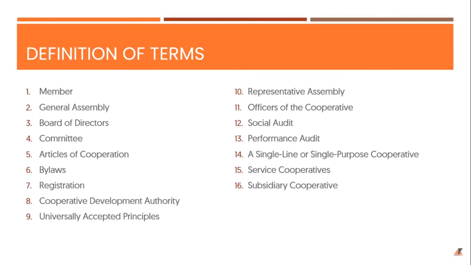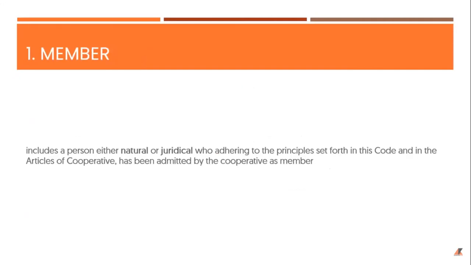And next, we will move on to the different definition of terms or different terms that are important in learning the Cooperative Code of the Philippines. So, we listed down 16 based from the Cooperative Code. So, isa-isahin po natin ang bawat isa. Okay? Let's start with the term member.